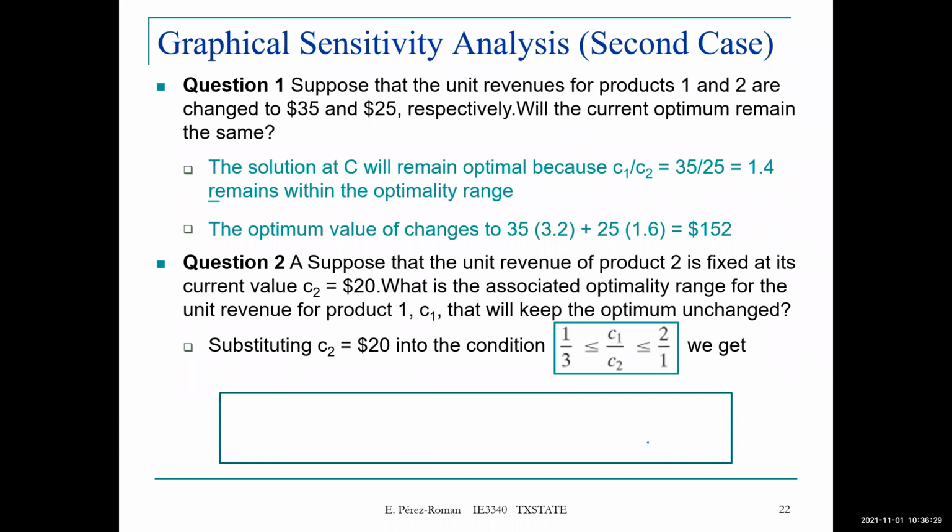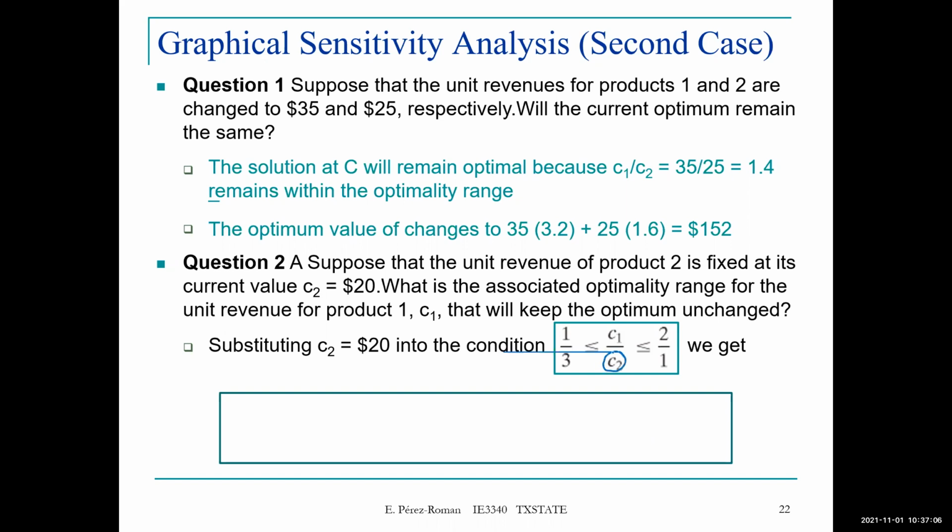Then we have question 2. Suppose that the unit revenue of product 2 is fixed and its current value, C2 equals 20. What is the associated optimality range for the unit revenue for product 1, C1, that will keep the optimal solution unchanged? So now, let's say we know that this is not going to change. How much can I increase the profit of C1 so I stay in the feasibility range? Okay, so what we are doing is basically substituting C2 into this equation.